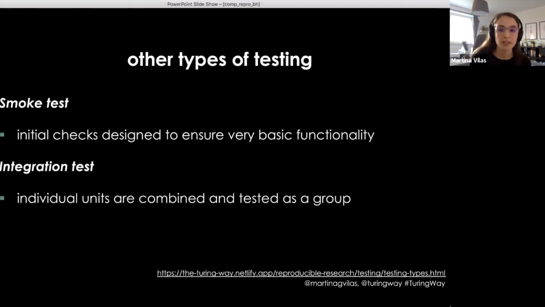You also have integration tests that are usually carried out after unit tests, and this makes sure that everything works as a group. So if from one function you're taking as input the output of another function, integration tests are going to make sure that all of that is working fine. And you've seen examples of integration tests in the tutorial on Tuesday evening as well. There are multiple other types of tests, and I don't have the time to cover them all, but you can head to the Turing Way book and you have details of these other types of tests there.